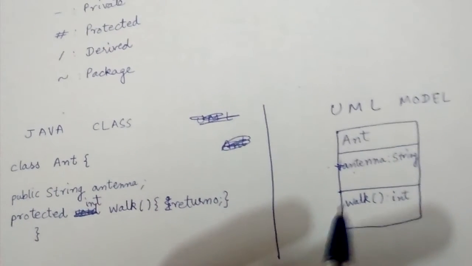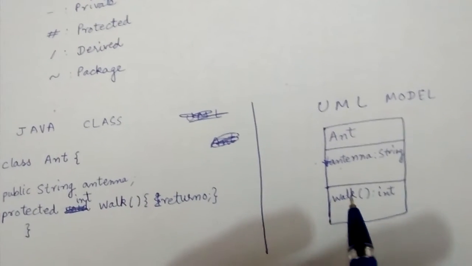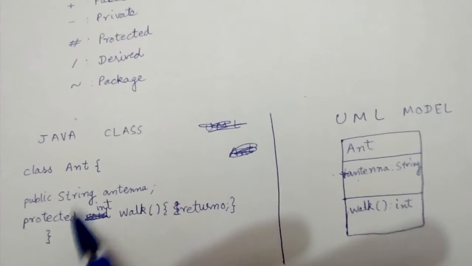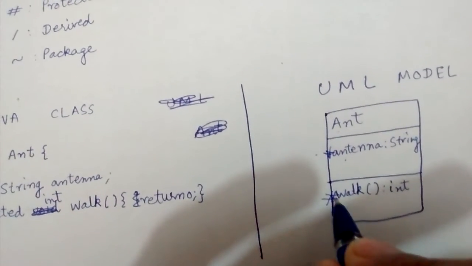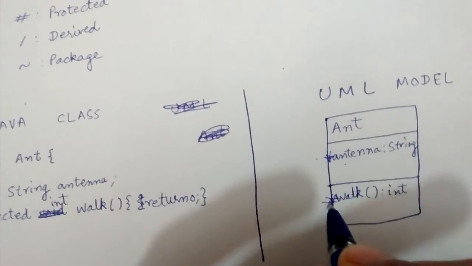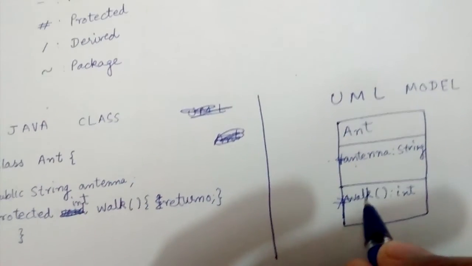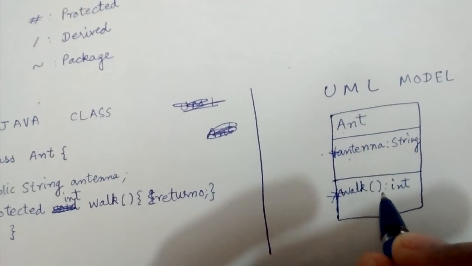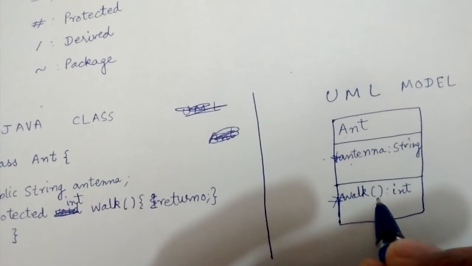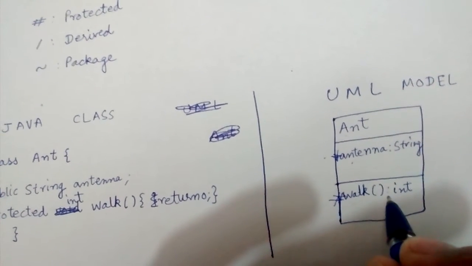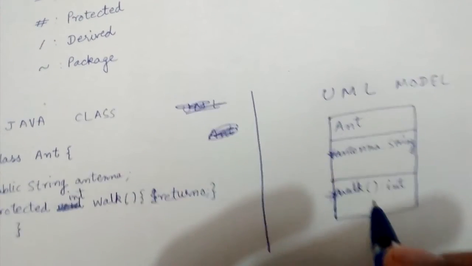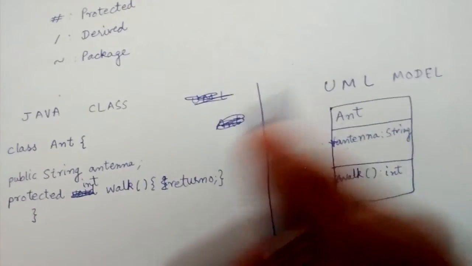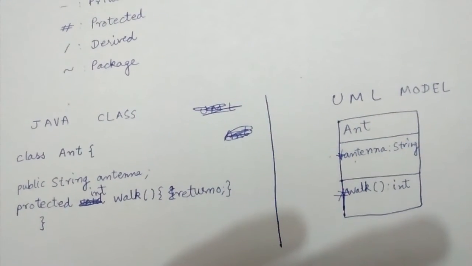The same convention applies for methods. It's protected, so protected is represented by a hash. I will apply a hash before this. It should be within this block. Hash, the method name, that is walk, followed by an opening bracket and closing bracket, then a colon, and then the return type of the method, that is int. So these are the things we have discussed today.